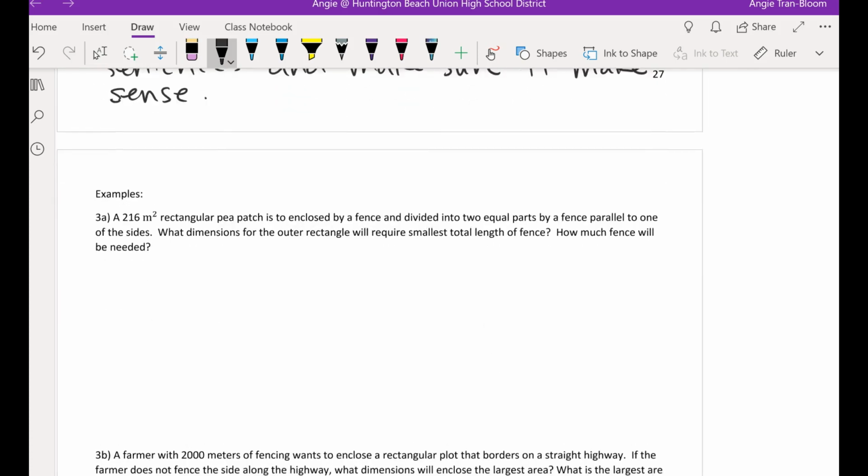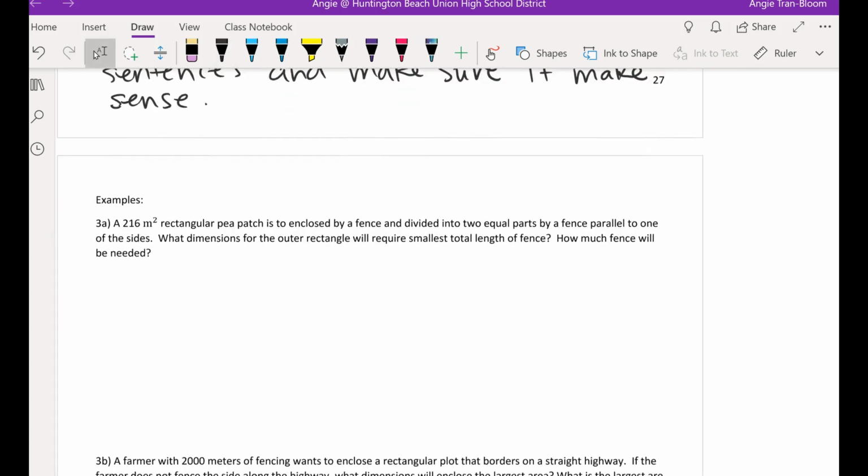Example 3A. A 216 meter square rectangular pea patch is to be enclosed by a fence and divided into 2 equal parts by a fence parallel to one of the sides. So it doesn't say which one, as long as it's parallel to one of the sides. What dimensions of the outer rectangle will require the smallest total length of fence? So right now we're trying to minimize our material. How much fence will be needed?